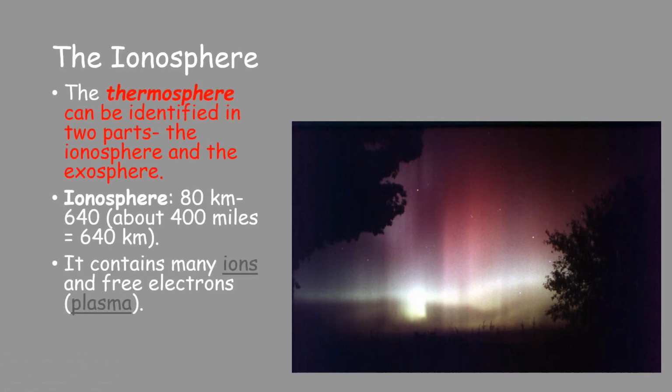So the ionosphere. The thermosphere can be identified in two parts: the ionosphere and then the exosphere. Sometimes we don't really talk about the ionosphere as much, but we do talk about the exosphere. It contains many ions and free electrons. So, ionosphere, ion. Okay.